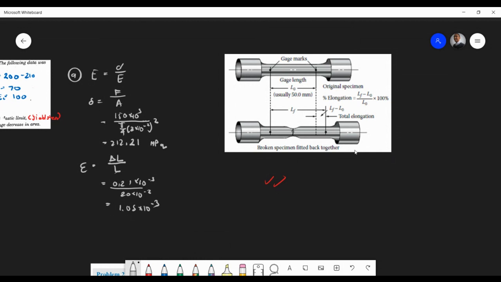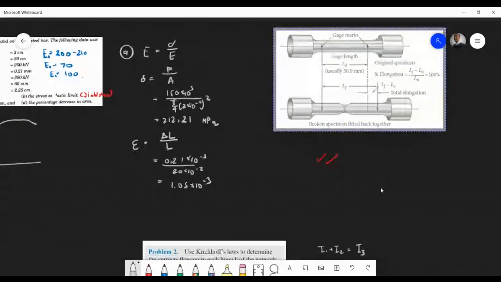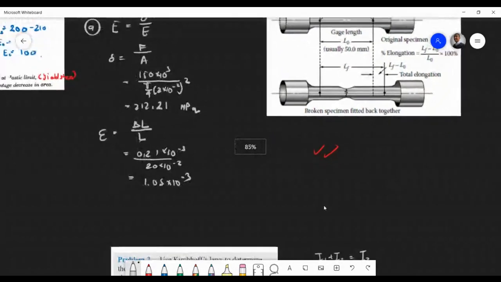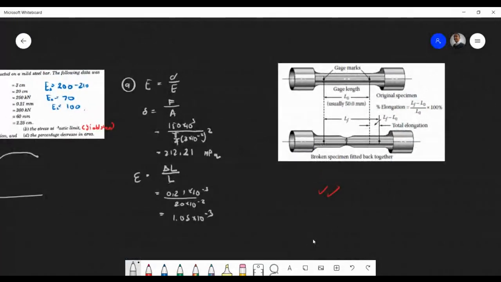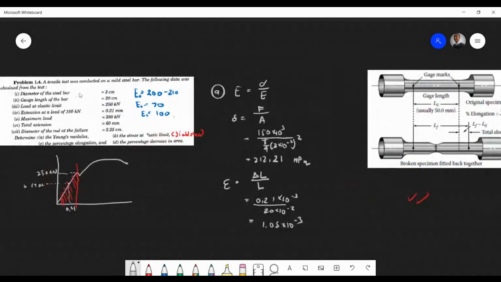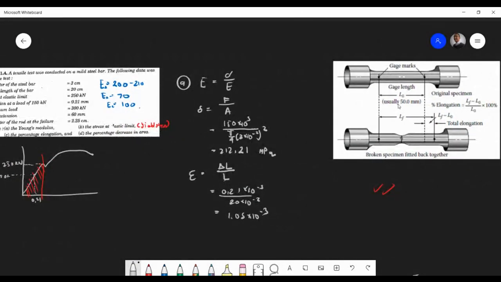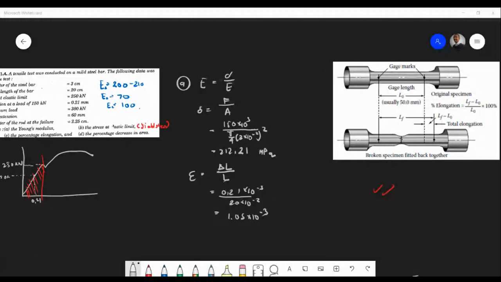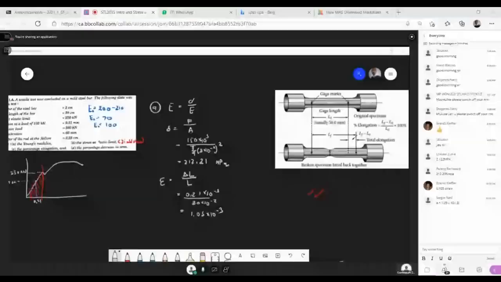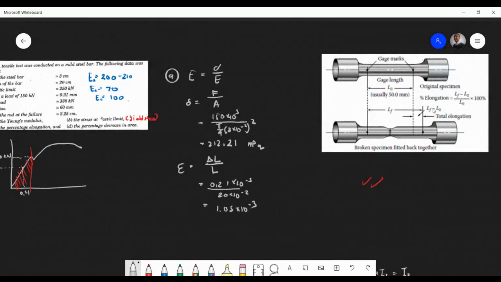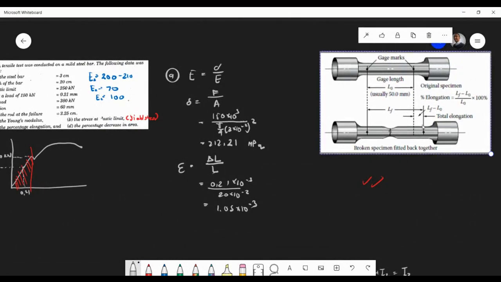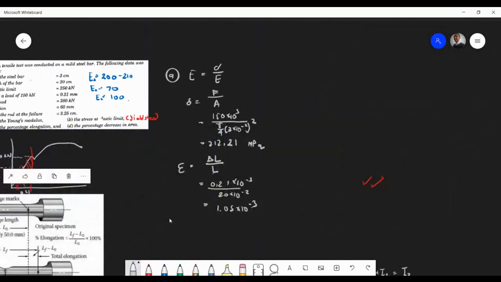Fantastic. So just to give you a graphical or visual representation of what's happening here, I had it on another blackboard. You initially have a specimen like this, and then we have a gauge length. And this gauge length in our case was given to us as 20 centimeters, or 200 millimeters. So this is what's happening. This is what it looks like, for those who need a picture to see.